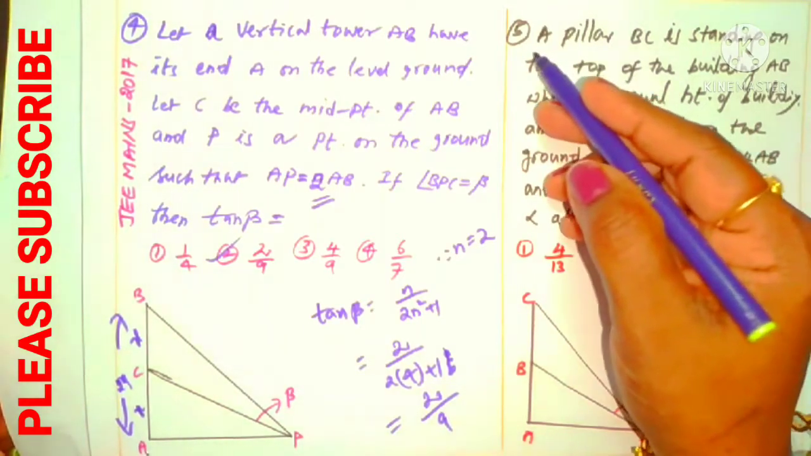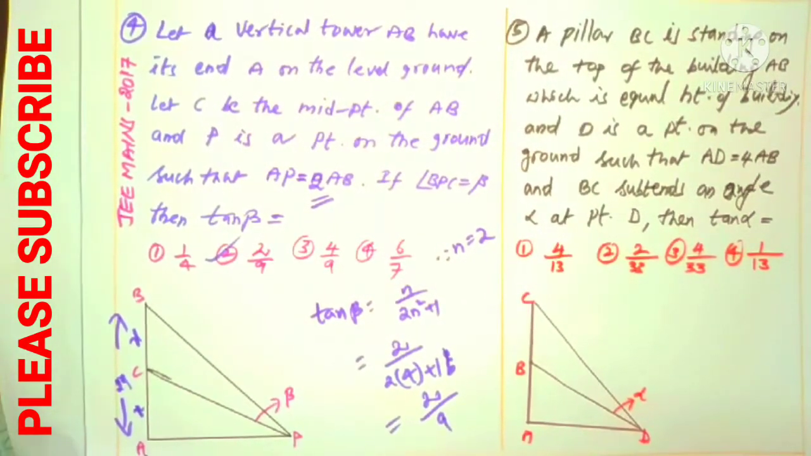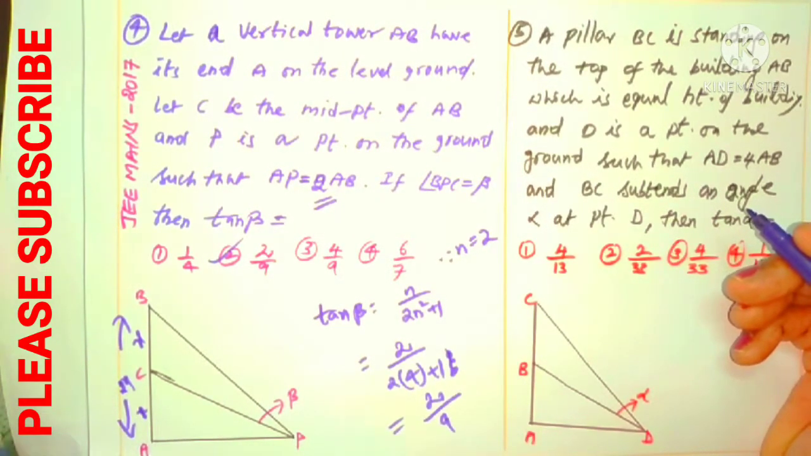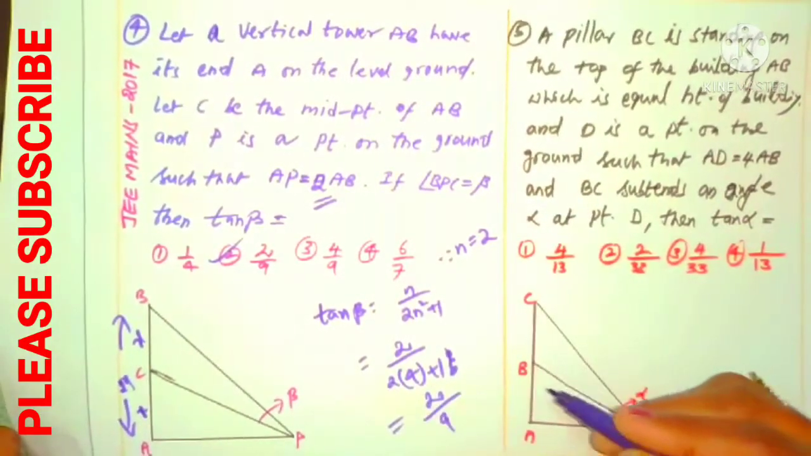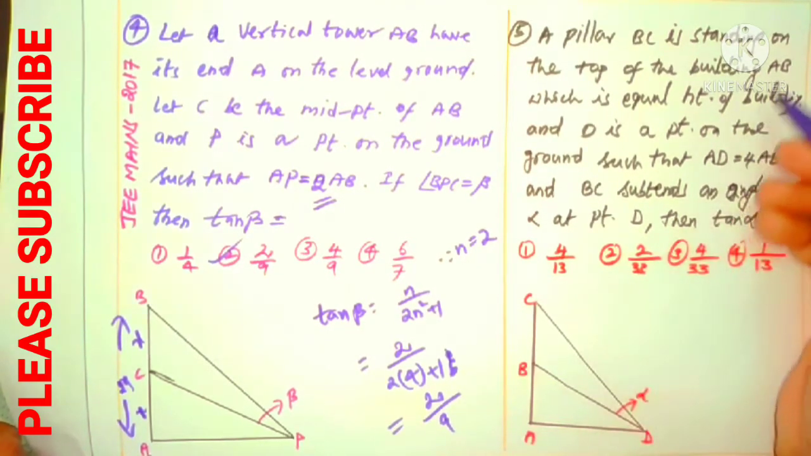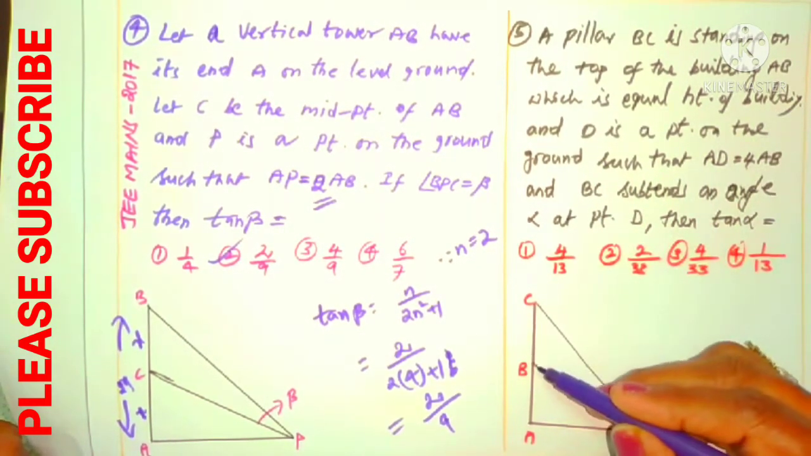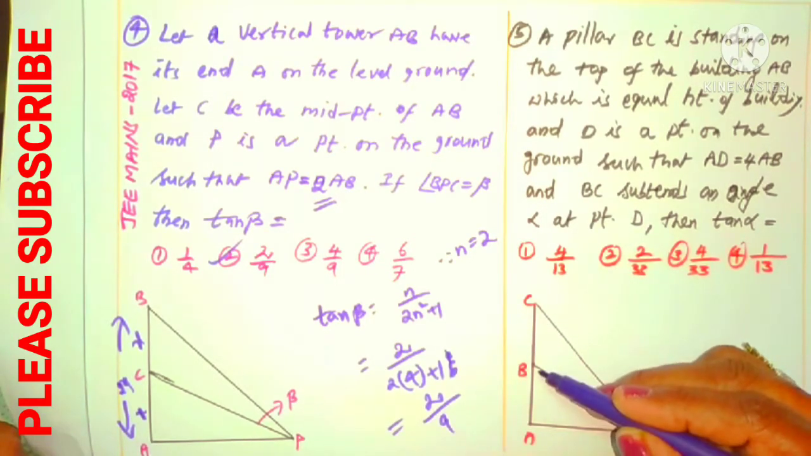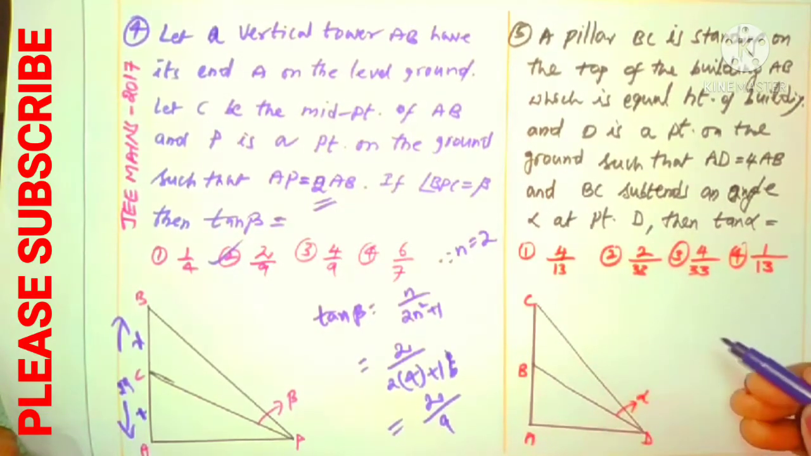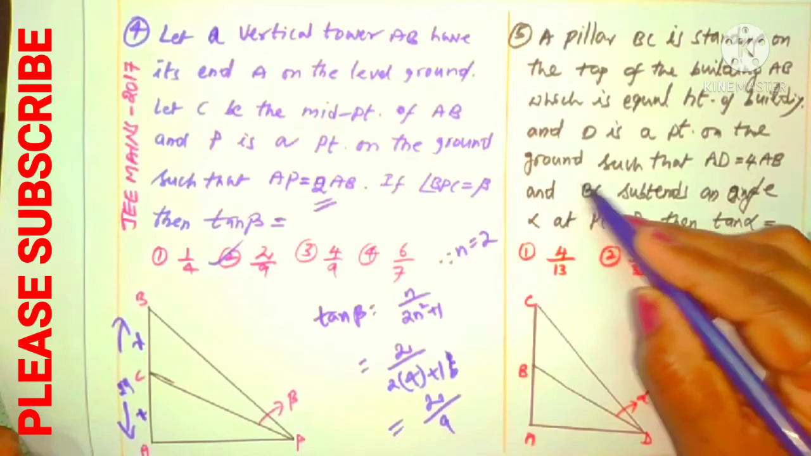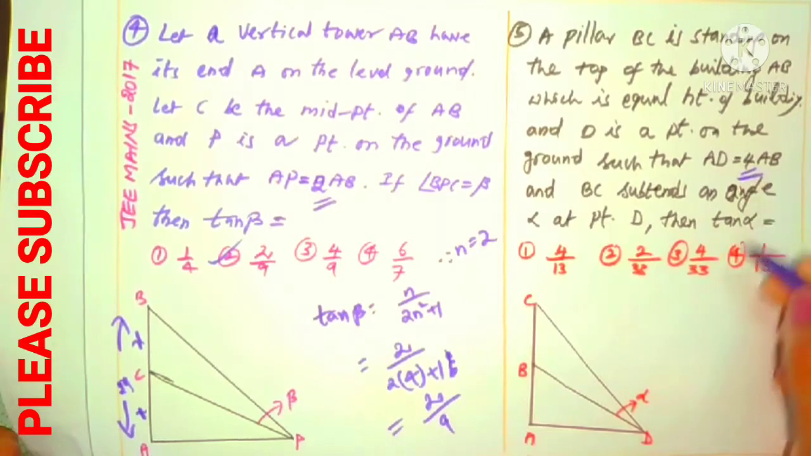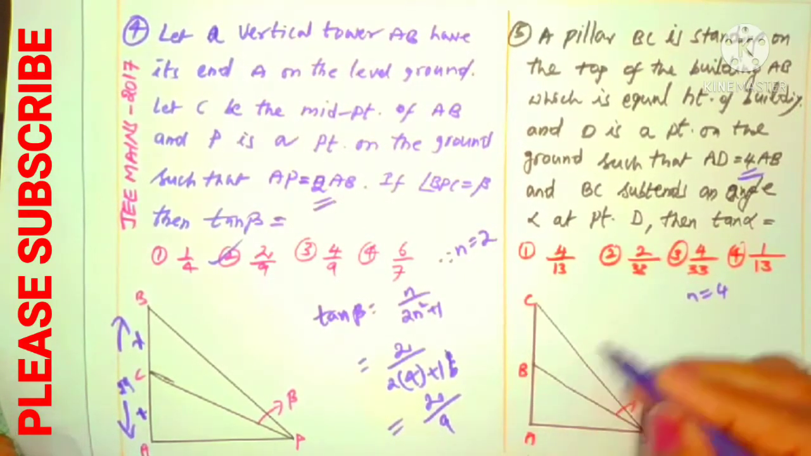Now in the same way we can come to question number 5. A pillar BC is standing on the top of the building AB. The names are changed here. This is the building AB, and the pillar BC is of equal height to the building, which means B is the midpoint of AC. D is a point on the ground such that AD is equal to 4 times AB. In place of n, n is equal to 4.